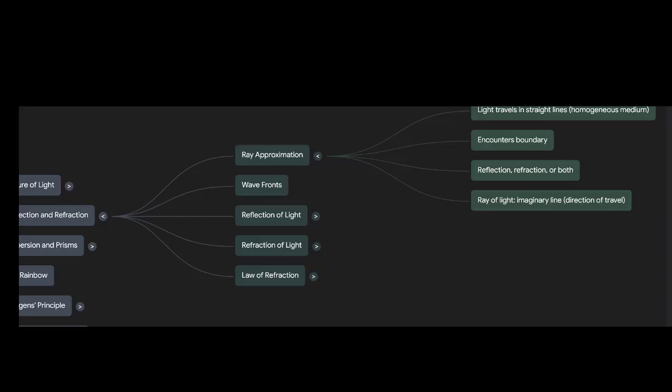You got it. Now, let's look at reflection first. The sources say there's a simple law for it. The law of reflection. Sounds important. It is, but it's elegant.